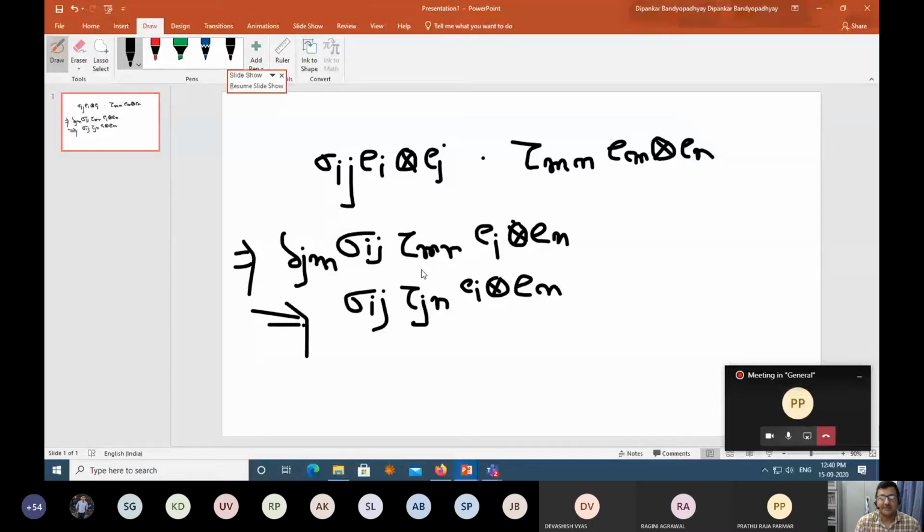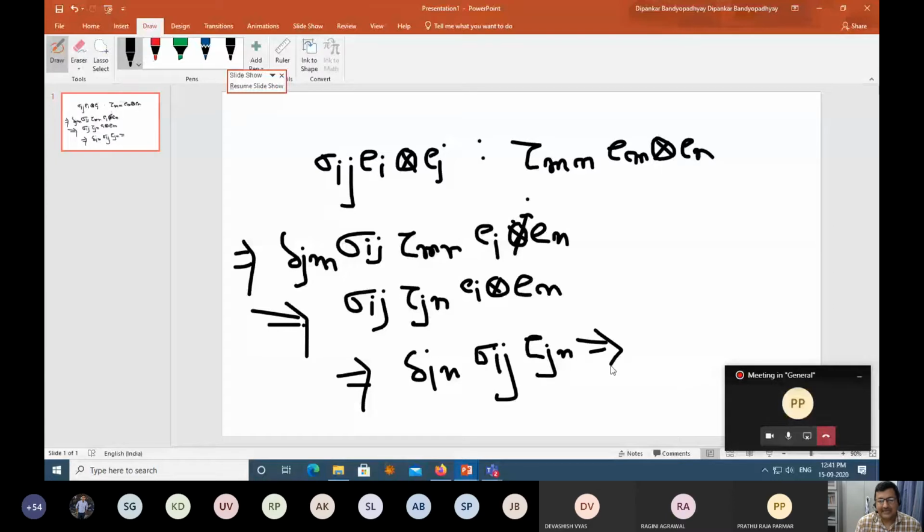If you take a dot product between them, you end up getting a second order tensor. But then if you take two dot products between them, what will happen? This will be replaced by another dot product, correct? And then you can see that this will become delta In, sigma Ij tau Jn, which implies I is equal to N.